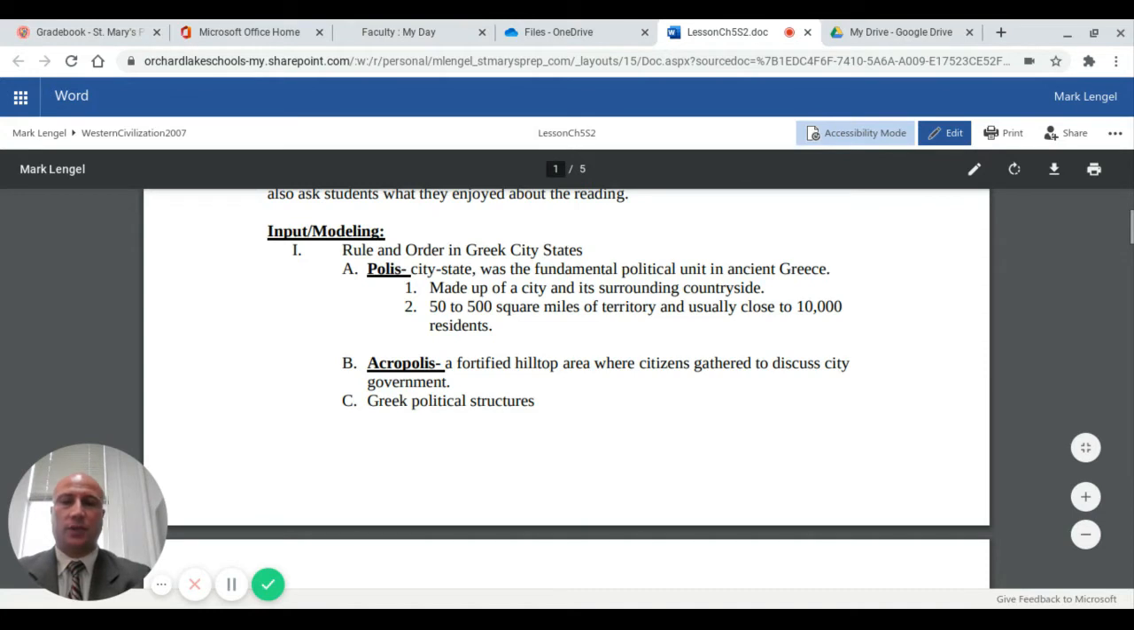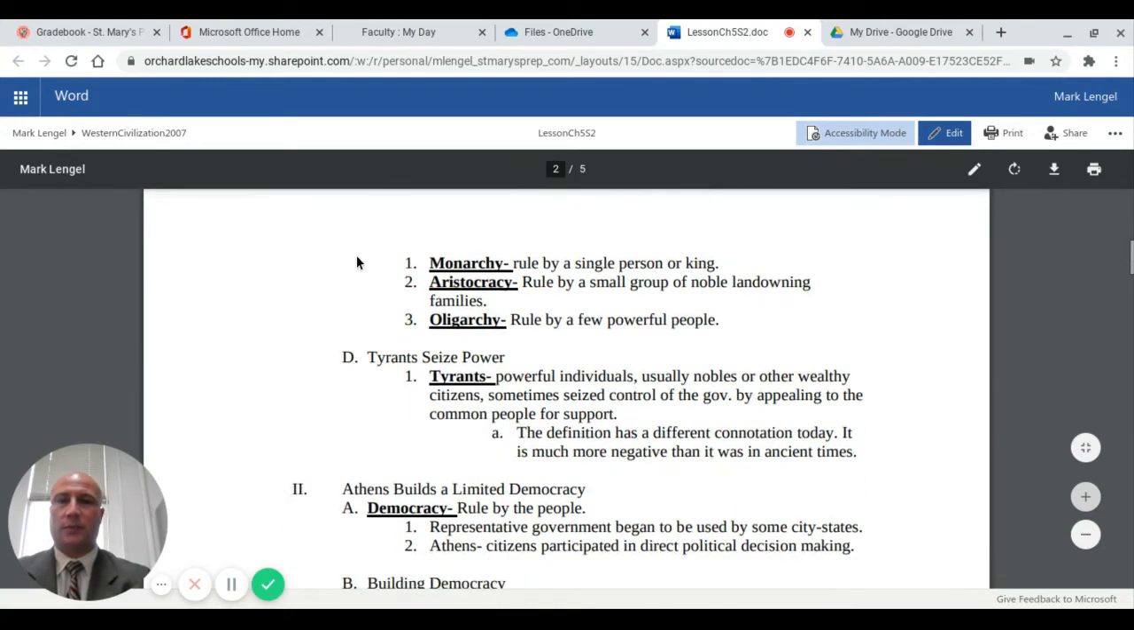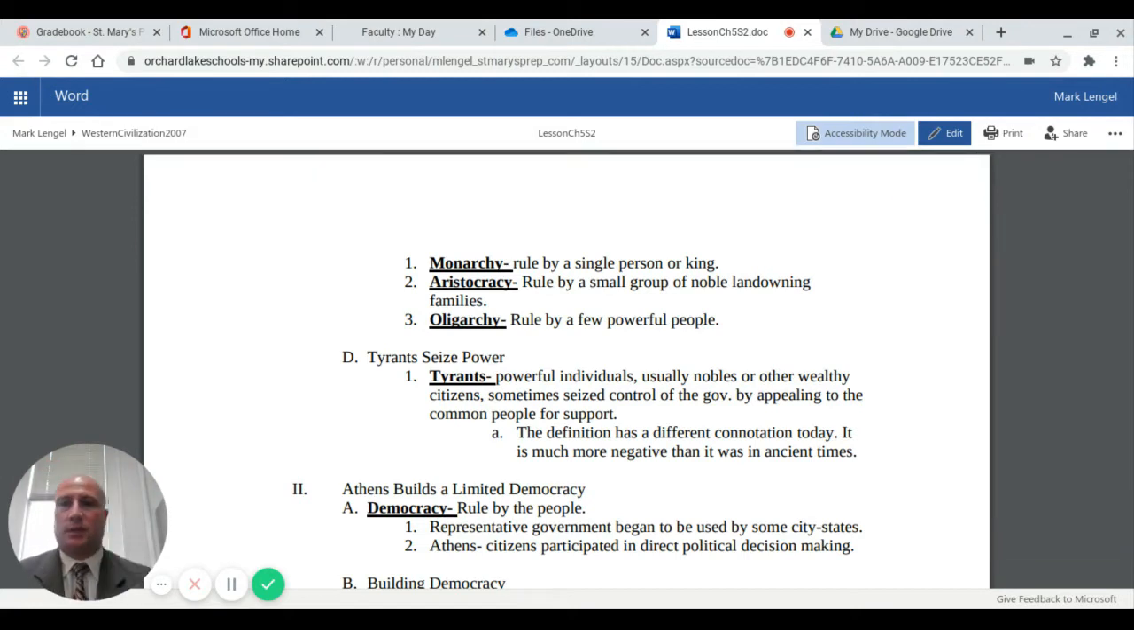Now, some of the Greek political structures that you're going to need to know are extremely important. There's going to be a lot of key terms in this section, as you can see. Number 1 is monarchy. Monarchy is something that we've already talked about this year. It's very simple. It's ruled by a single person, such as a king or a queen.